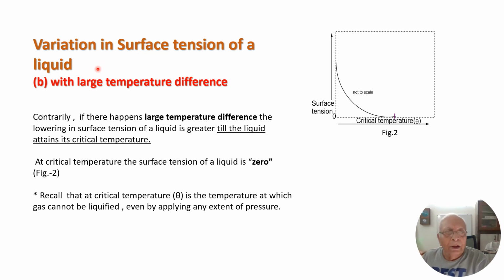Now, what will happen when there is a large temperature difference? Of course, contrary to what we have taken up earlier, if you plot surface tension against temperature, we don't find a straight line. We get a curve, till a critical temperature is attained. Over a large range of temperature difference, lowering of surface tension of a liquid is greater till the liquid attains a critical temperature. Critical temperature is the temperature where the liquid and gaseous phases are indistinguishable. You cannot distinguish between the liquid phase and the gaseous phase. It is the temperature at which gas cannot be liquefied, even by applying any extent of pressure.